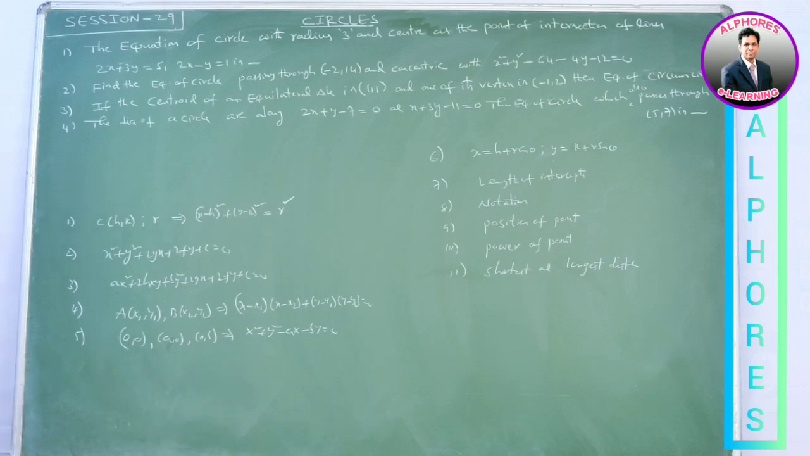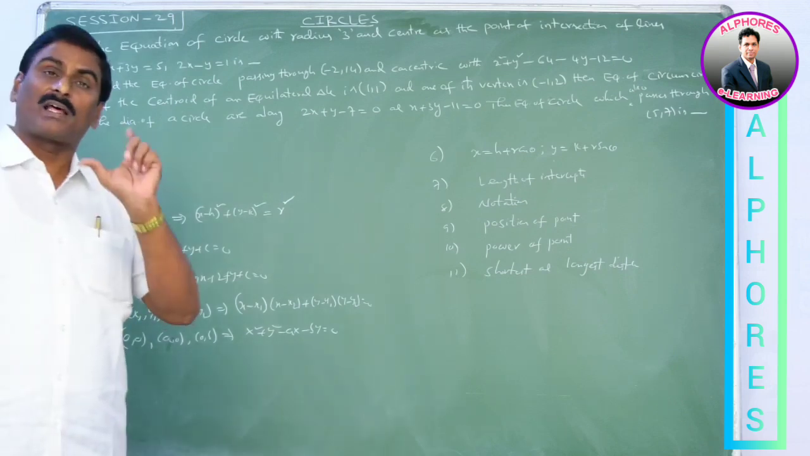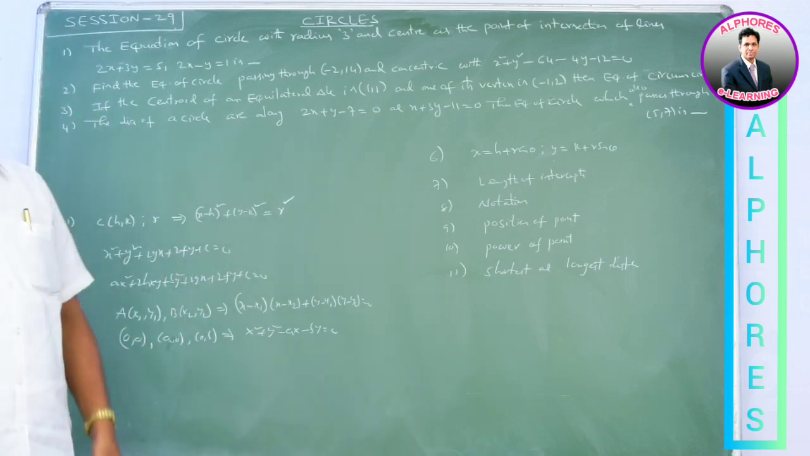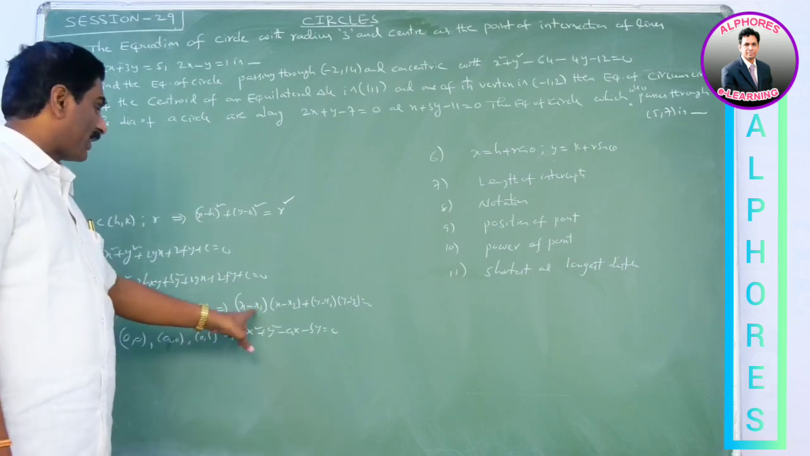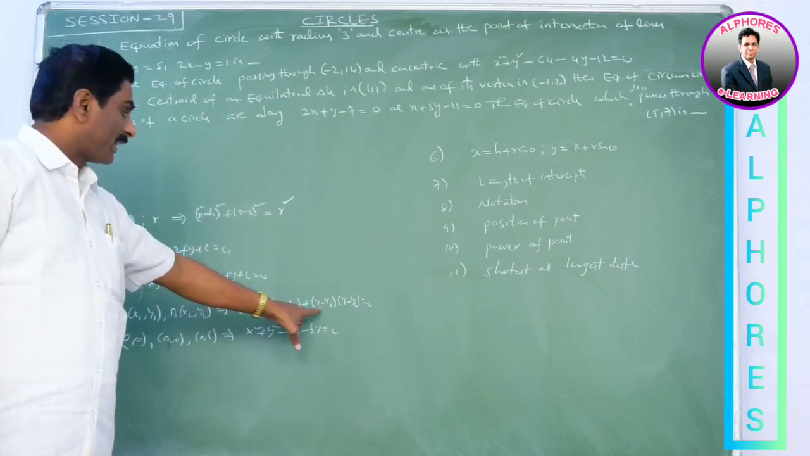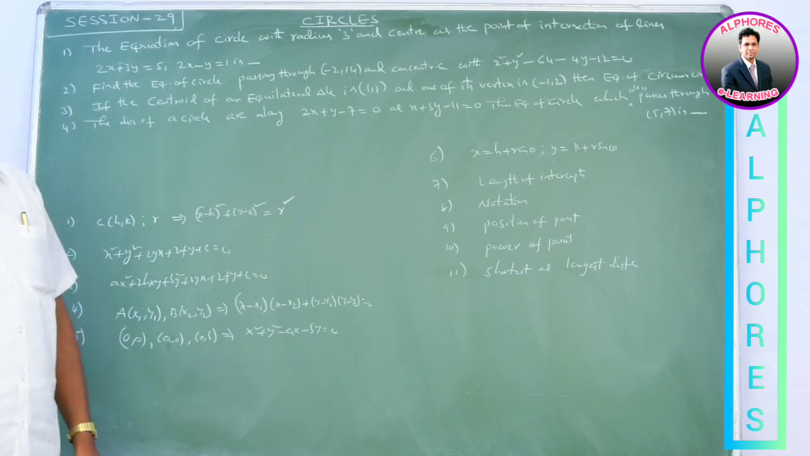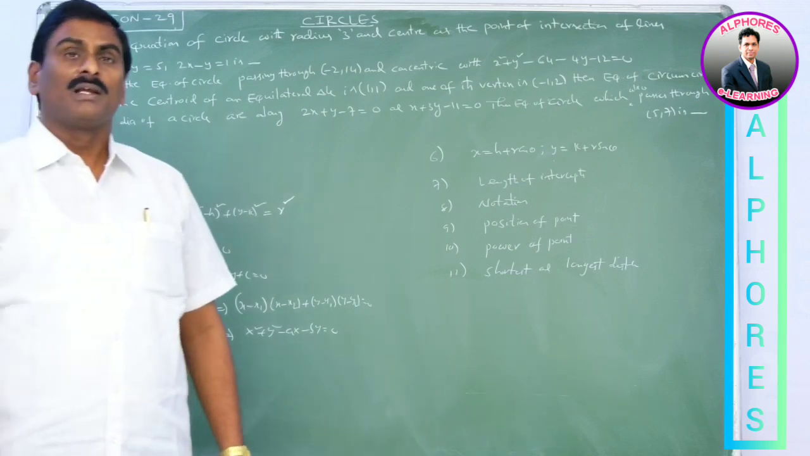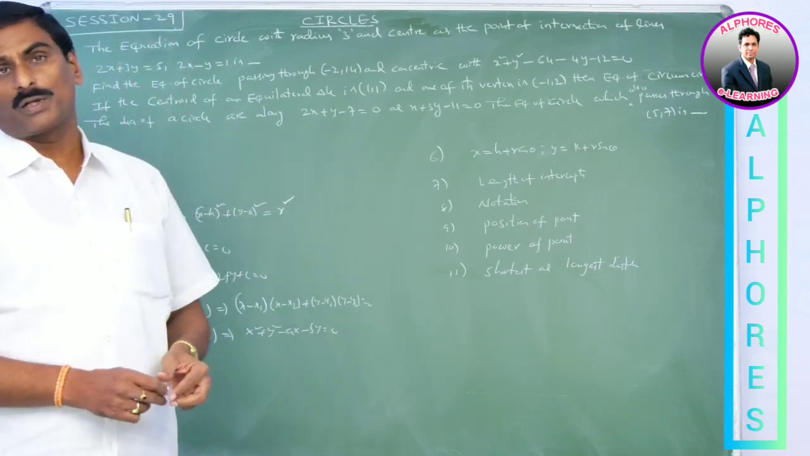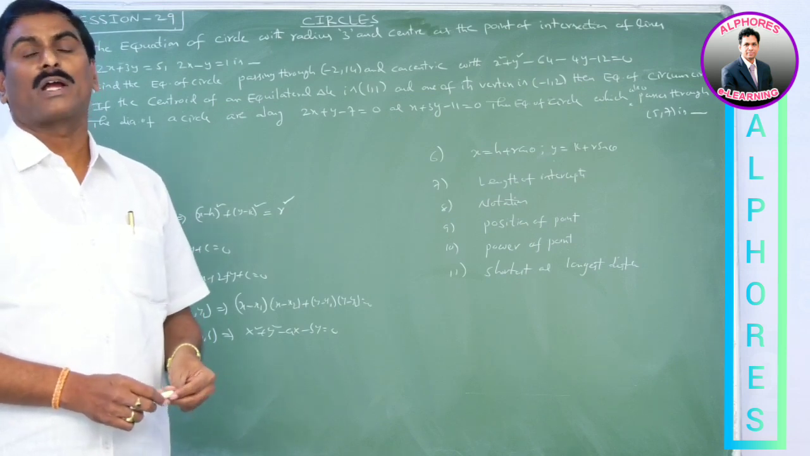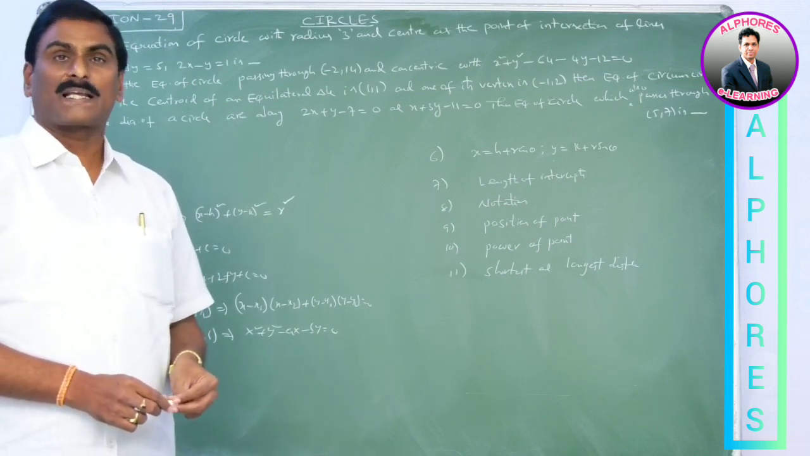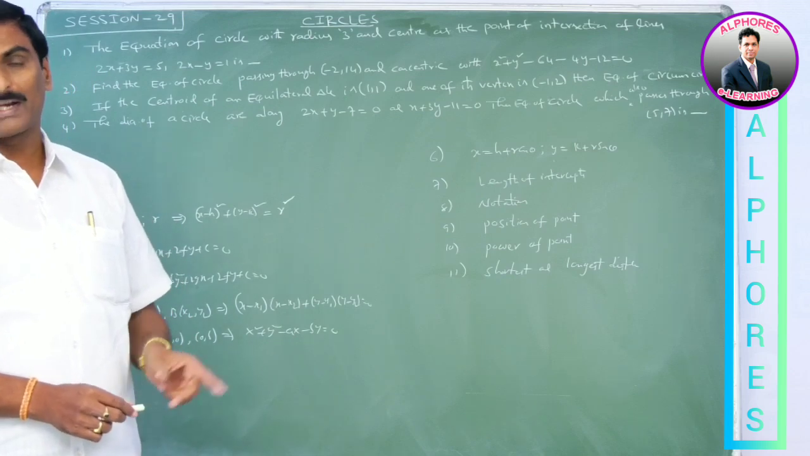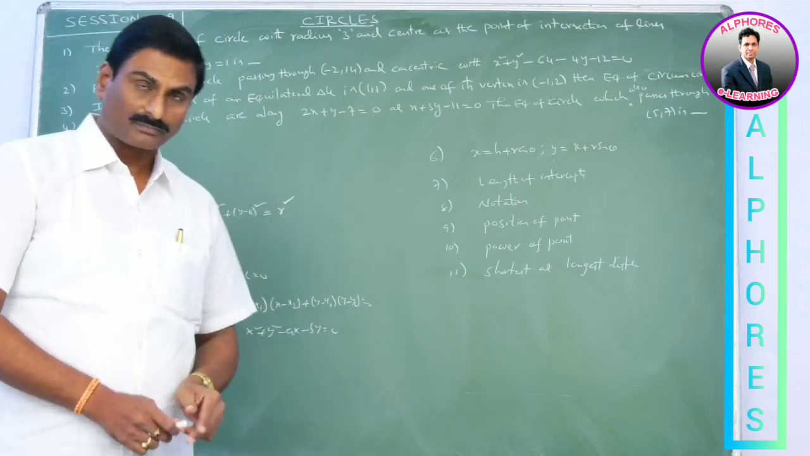Next, when the diameter endpoints of a circle are given, then the equation of the circle is (x minus x1) into (x minus x2) plus (y minus y1) into (y minus y2) is equal to 0, or x square plus y square minus (x1 plus x2) into x minus (y1 plus y2) into y plus x1 x2 plus y1 y2 is equal to 0 when diameter endpoints are given.